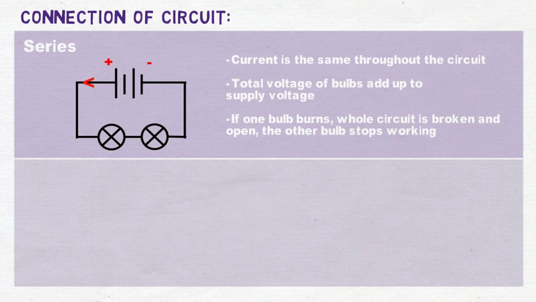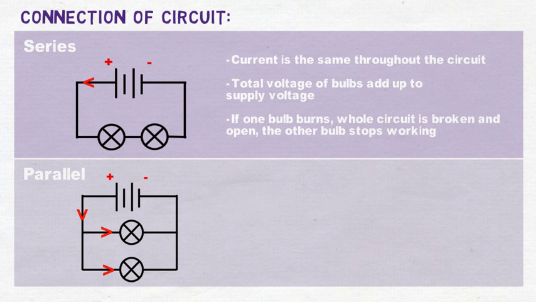What happens to circuits in series or parallel connection? In series connection, the current is same throughout the circuit. The total voltage of bulbs add up to supply voltage. If one bulb burns, whole circuit is broken and open. The other bulb stops working.